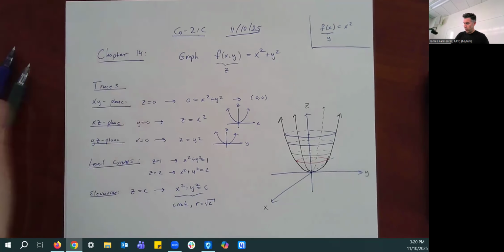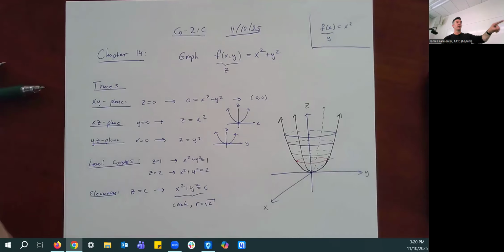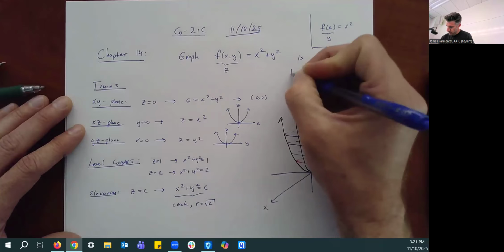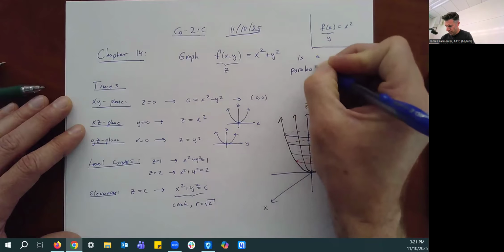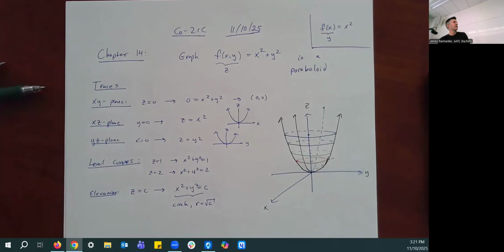This is called a paraboloid, unlike a parabolic cylinder that we talked about a class or two ago. So this is a paraboloid. Paraboloid, sure, it's probably spelled close to that. And it's one of your 6 or 7 quadric surfaces.